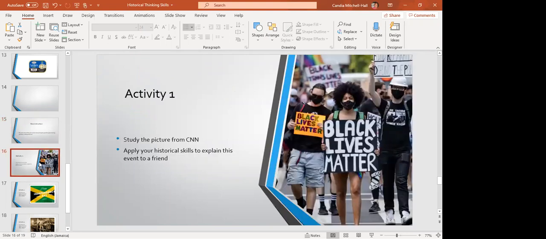Now look at this activity. Activity number one. Look at the protest that is taking place. For 2 minutes, study this picture and apply your historical skills to explain this event. In your books. You're going to use the historical skills to explain this event to a friend. And what is the event about? Black Lives Matter. Very good.